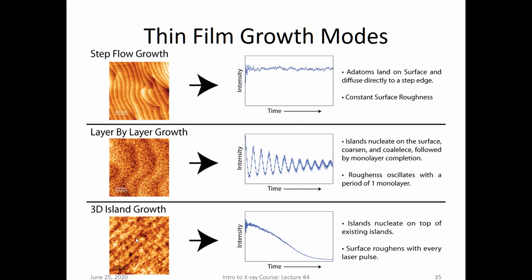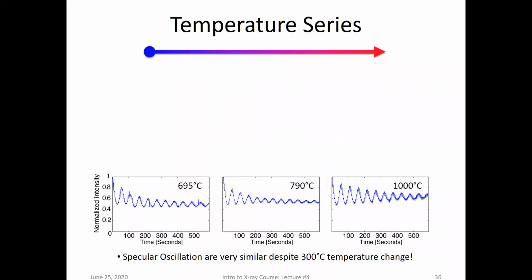Another case is where I might not get flat growth. I might grow islands and get a really rough surface, and then the intensity will just decay in time. In the real world, we get all of these going on and we try to optimize things. You can only get layer by layer growth in some systems in certain regions. This is really nice for growing these precisely controlled samples. Step flow growth is really nice also for creating very smooth samples. But these experiments are going to work in layer by layer growth mode.